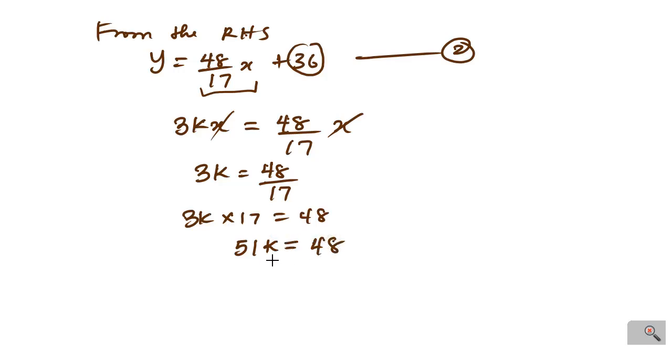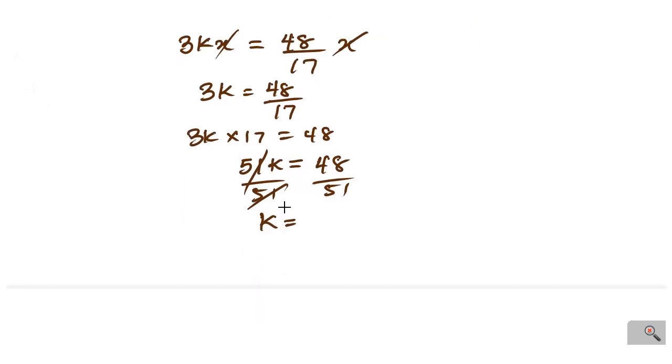Divide both sides by the coefficient of k, that is 51. This cancels this. So we have k to be equal to 48 divided by 51. And if we simplify this further, that will give us 16 over 17. I think I expressed it in decimal in the previous example. Yes, 0.9411.